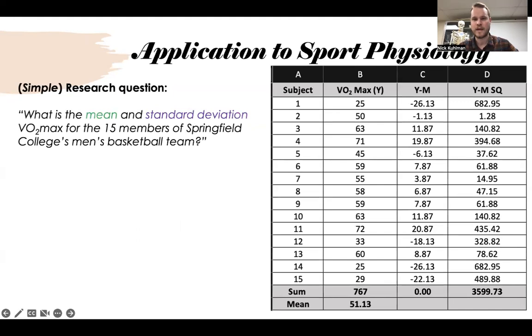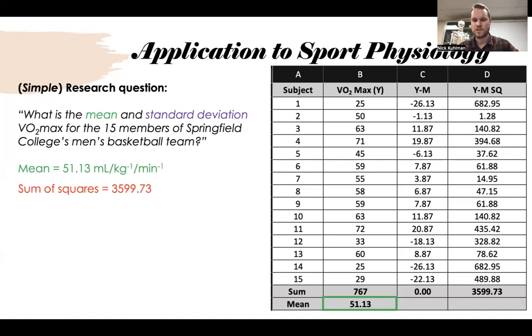In column B, we have each subject's VO2 max as represented by Y, with the sum and the mean at the bottom. In column C, we have each deviation score, or Y minus the mean. And then in column D, we have Y minus the mean, squared. Okay, so the mean, of course, at the bottom of column B is 51.13. The units here are milliliters per kilogram per minute.